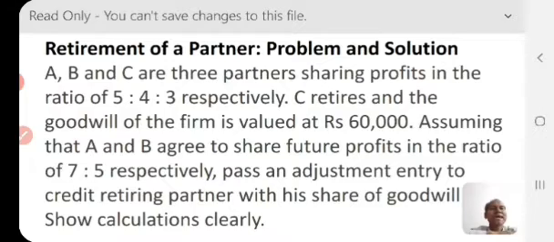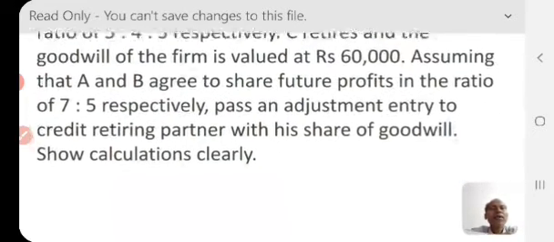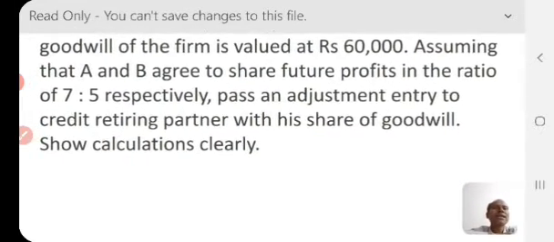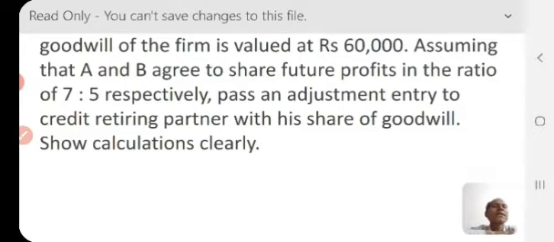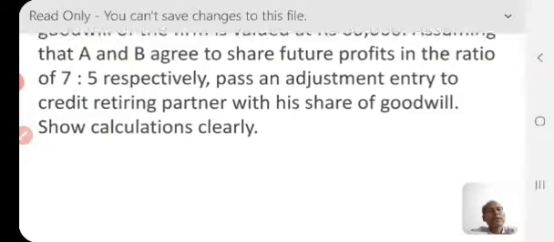Pass an adjustment entry to credit the retiring partner with his share of goodwill. This is the third entry which we have just now seen. The retiring partner's share is to be adjusted with the capital accounts of the continuing partners. Show calculations clearly.